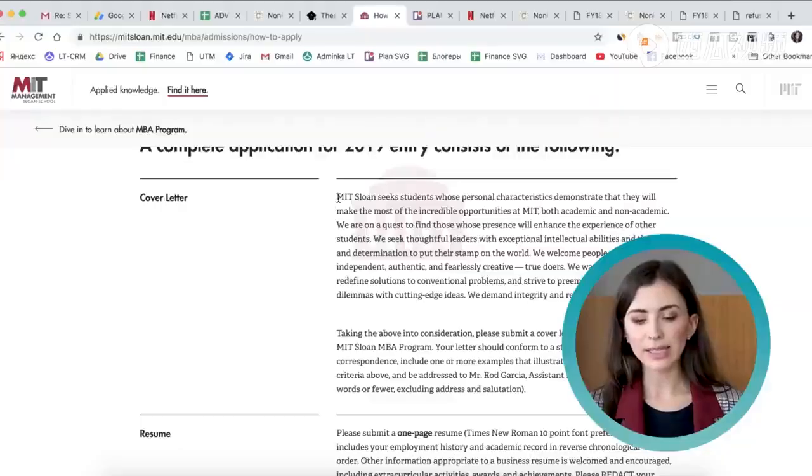The question that everybody asks is, why have you decided to pursue this step of education at this time of your life? And why our university? These questions, everybody asks them. And then depending on the university, they would ask different things. Again, here, MIT Sloan seeks students whose personal characteristics demonstrate that they will make the most of the incredible opportunities at MIT, both academic and non-academic. So basically, they want to see how you would perform on campus, but they don't have a specific question for you. Some universities would.